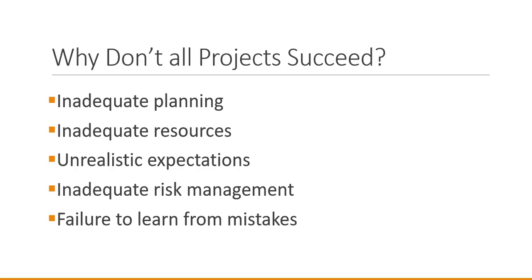Another is inadequate risk management. Risk is an important concept in relation to project management, and failure to think about, plan for, and manage risk is a cause of project failure in some cases. And finally, failure to learn from mistakes. When something doesn't go as planned, you can use that as a learning opportunity. If you do, you'll improve in your performance, in your results in the second attempt. And if you don't, you won't learn from those mistakes and you'll continue to have the same problems in the future.